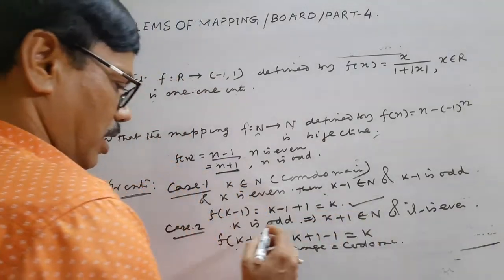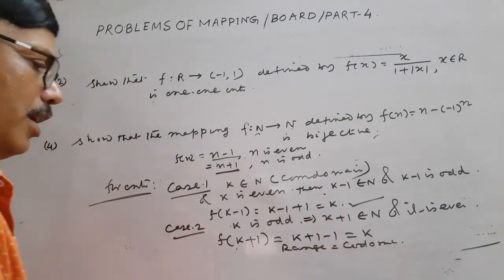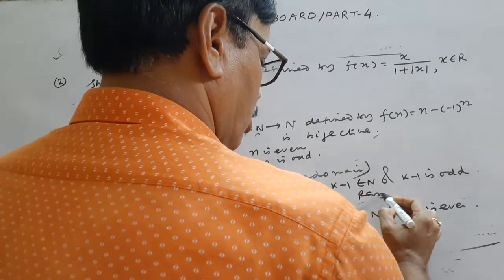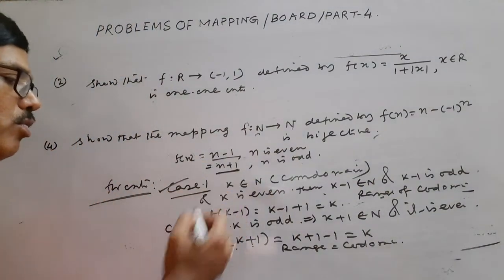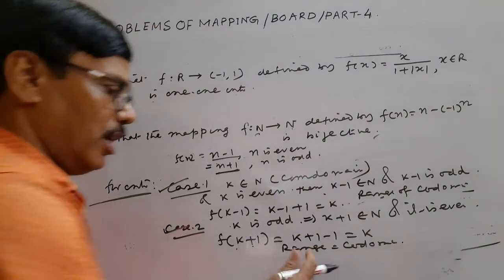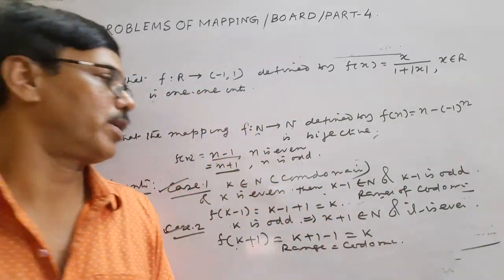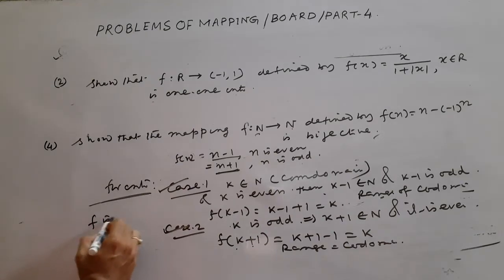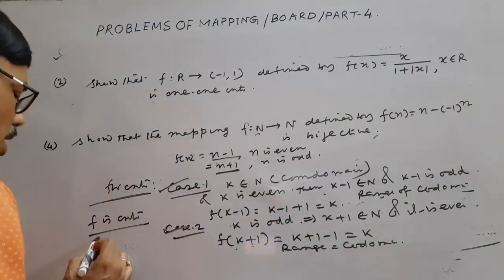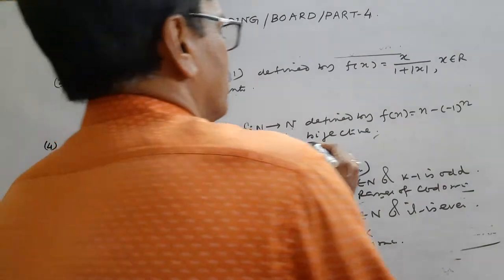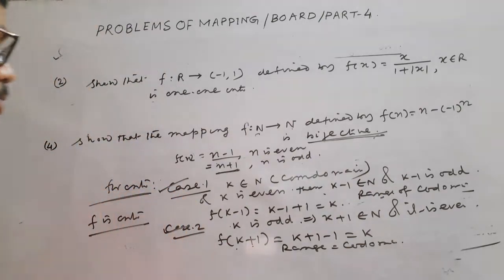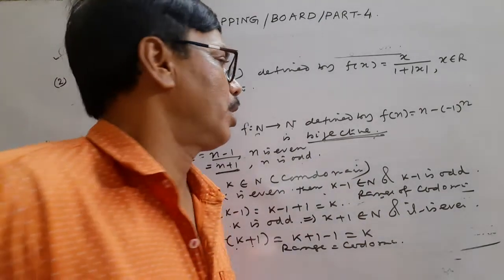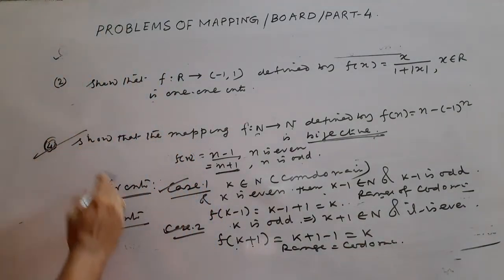Here also, f of k minus 1 equals k. So range equals codomain, when k is even. When k is odd, then also range equals codomain. Therefore, f is onto. We have already proved f is one-one. So f is one-one and onto. Hence it is bijective. So this is the most important problem.